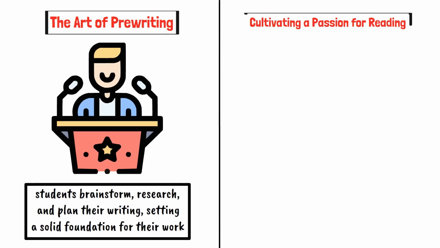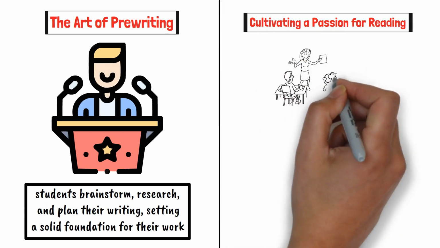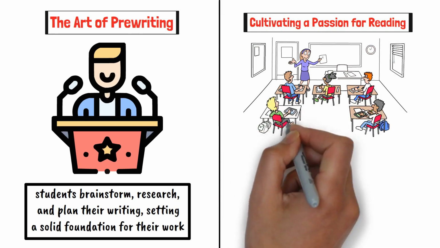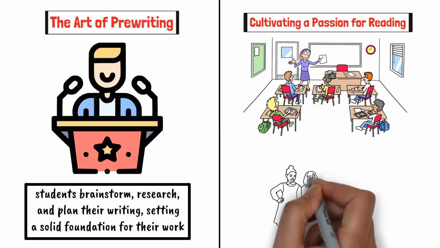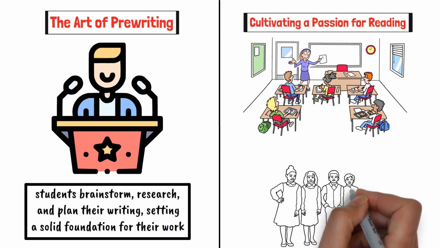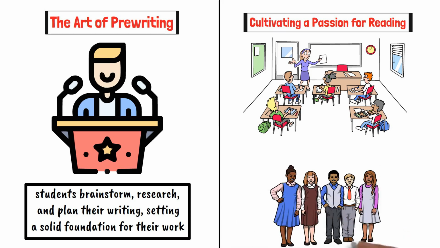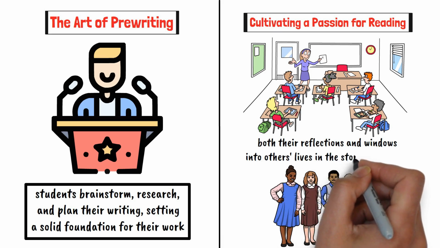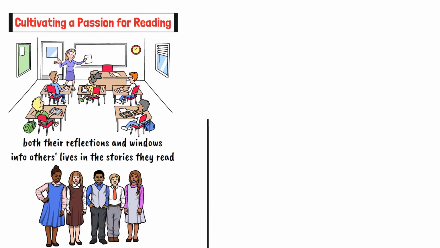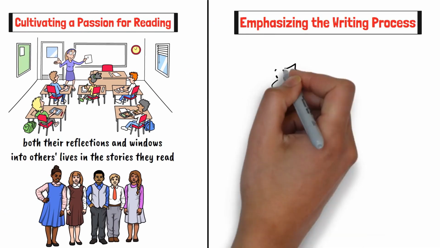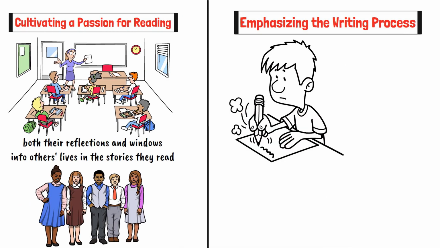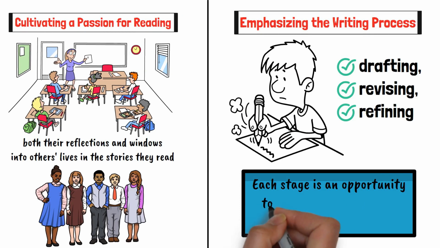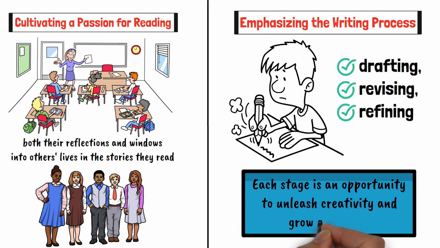Cultivating a passion for reading. Transform your classroom into a realm where reading is an exciting adventure, not a mundane task. Introduce literature that mirrors a variety of cultures and viewpoints, allowing students to see both their reflections and windows into others' lives in the stories they read. Emphasizing the writing process. Teach students to view writing as a journey that involves drafting, revising, and refining. Each stage is an opportunity to unleash creativity and grow as writers.